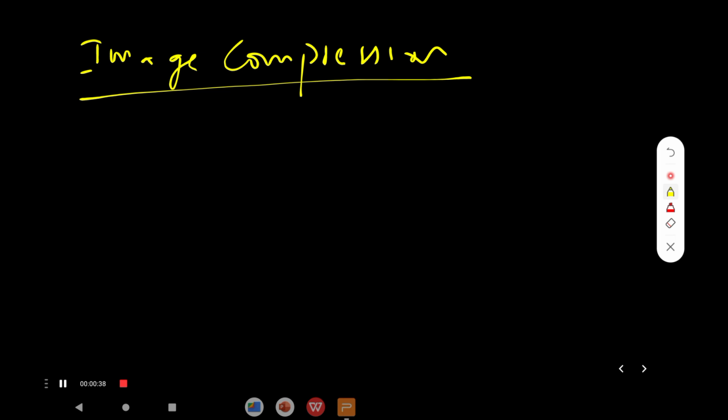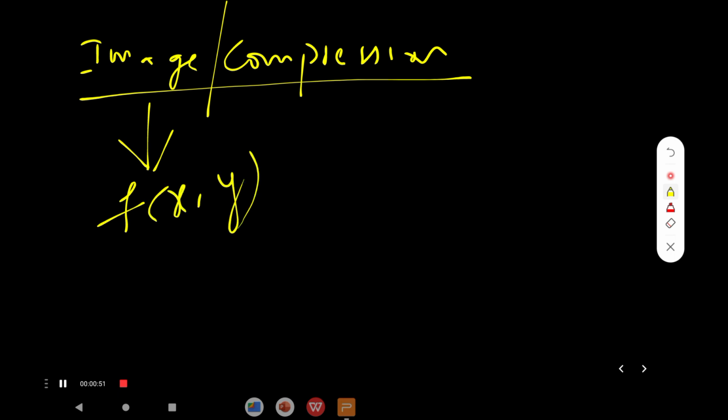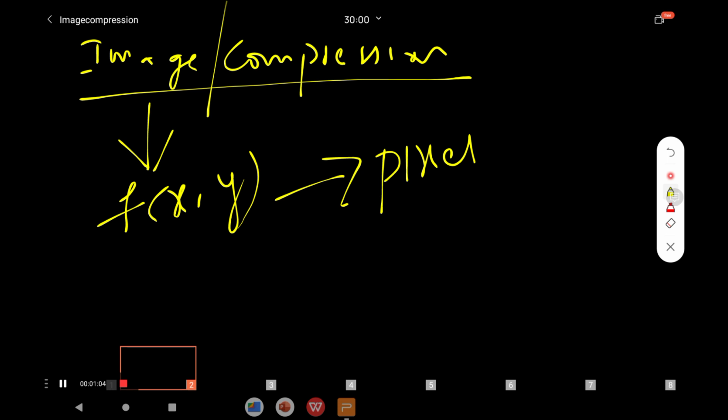Okay, let us move on to image compression. First of all, an image is a two-dimensional function. It can be represented as f of x comma y, where x comma y represent the spatial coordinates of the function f. The amplitude of the function at a particular spatial coordinate is generally called a pixel. This is already basic information; each and every student has some minimum knowledge of it.